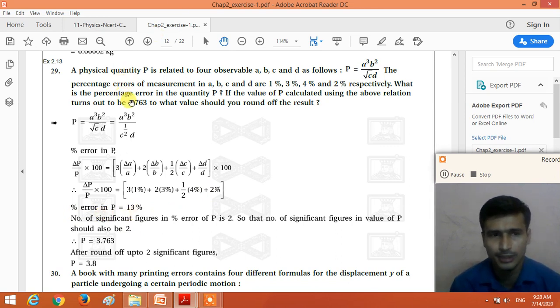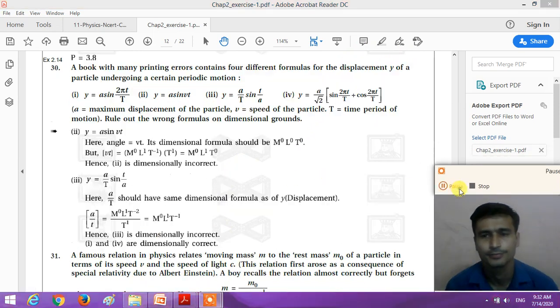So, in the measurement 3.763, we round off this value to 2 significant digits, because the significant digits in the percentage error is 2. So, if you round off this value to 2 significant digits, we get the answer 3.8, right? So, the calculated P, using this relation, is 3.8.